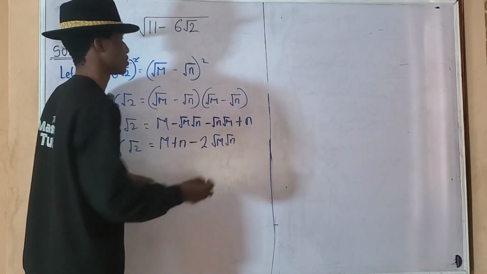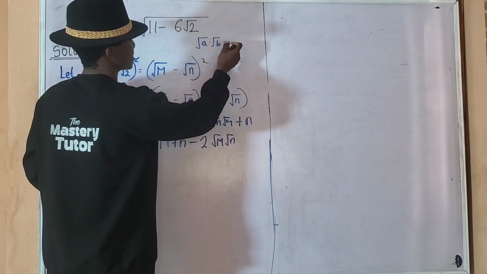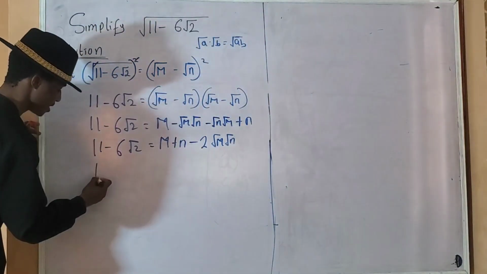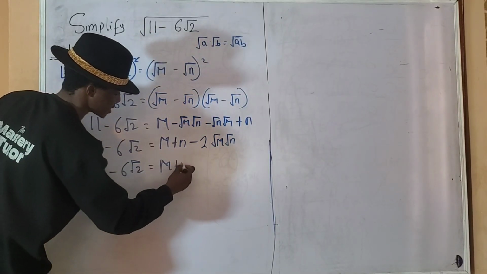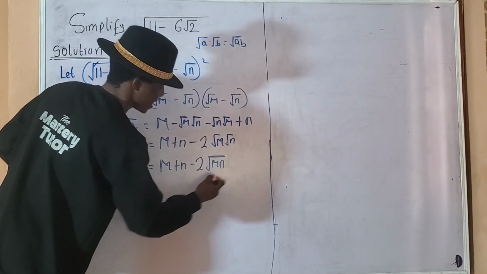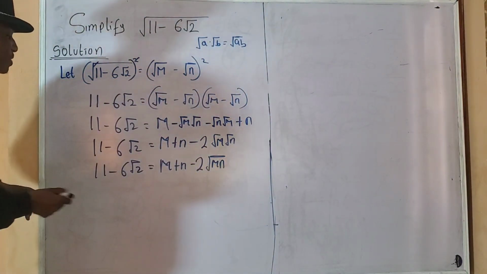Now, if you take the product, recall that if you have root a multiplied by root b, it can be written as root ab, right? So I'm going to have 11 minus 6 root 2 is equal to m plus n minus 2 root m times n, right? Okay, so having gotten to this point, compare both sides.